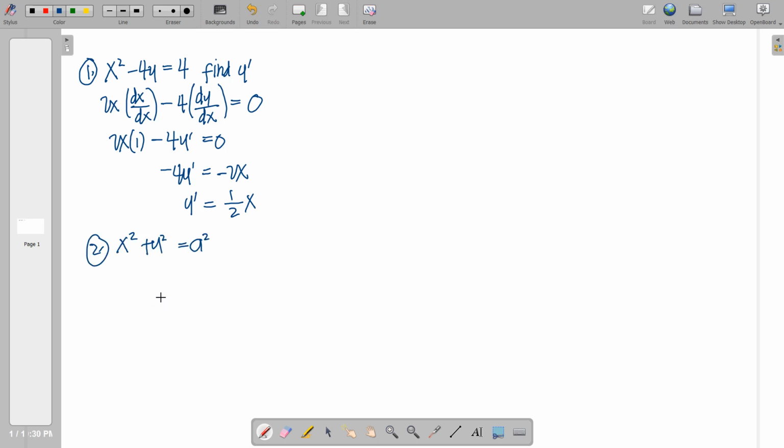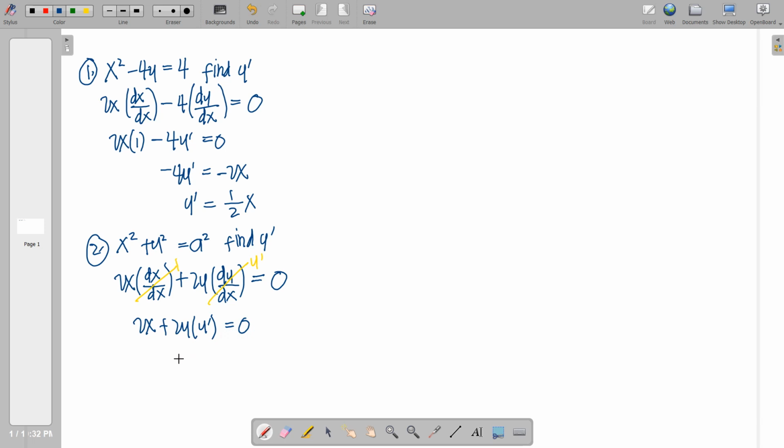Say we have another example, number 2. We have x squared plus y squared is equal to a squared. So again, we just bear in mind that our independent variable here is x. So we're going to find here y prime. So the first term would be the differential of x squared, 2x dx all over dx, plus 2y times dy all over dx, and then the constant a squared is equal to 0. Again, this is 1, and that will be y prime.